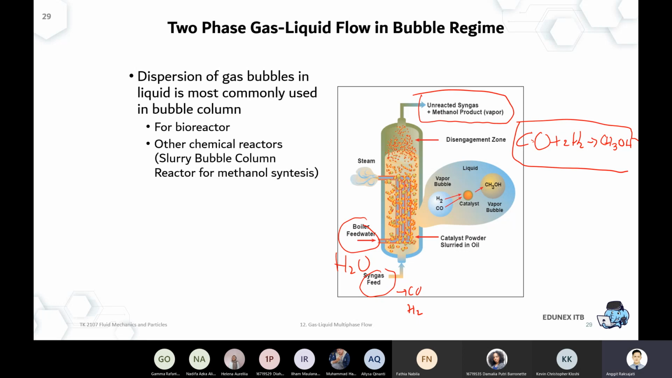So of course, the balance or the dynamics of gas-liquid will have some portion in this kind of reactor design. Dispersion of gas bubbles in liquid is commonly used in a bubble column design. And even if we're trying to properly design a boiler, you send the boiler feed water, and then you get some heat regardless of the source, and you get H2O as vapor at the outlet, while you send it as a liquid at the inlet.